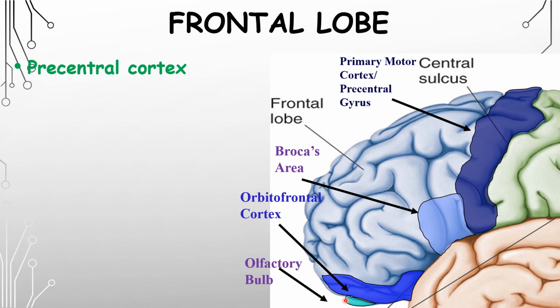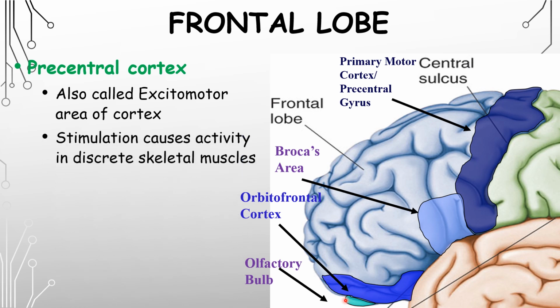The frontal lobe is divided into two main areas on the basis of its function. The first one is the precentral area, and the other one is the prefrontal cortex. The precentral cortex is also called the excitomotor area of the cortex. Stimulation of this cortex causes activity in discrete skeletal muscle. So it is also called a sensory motor cortex.